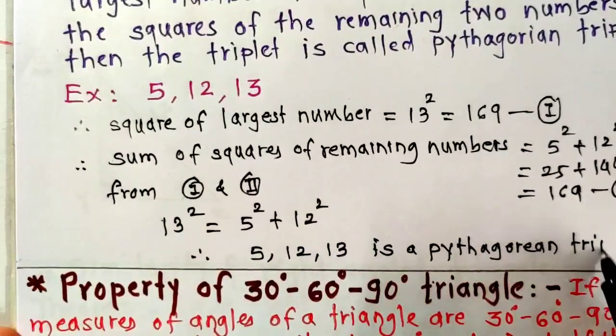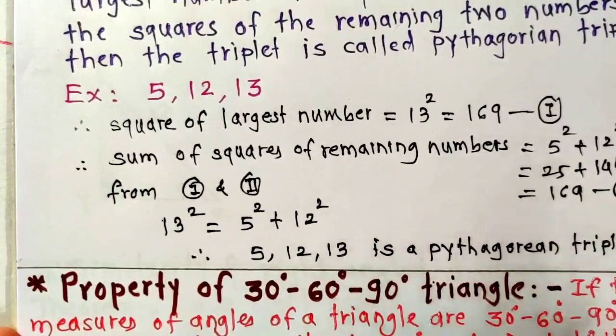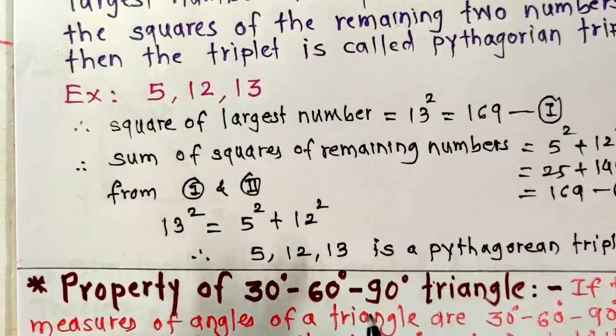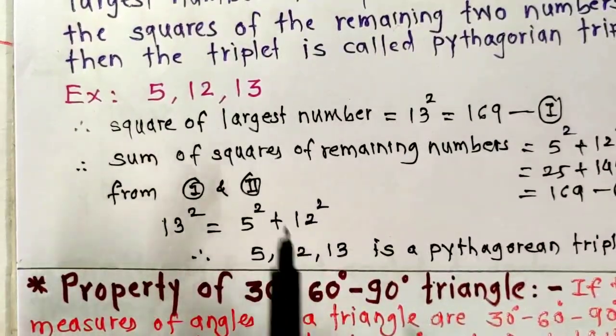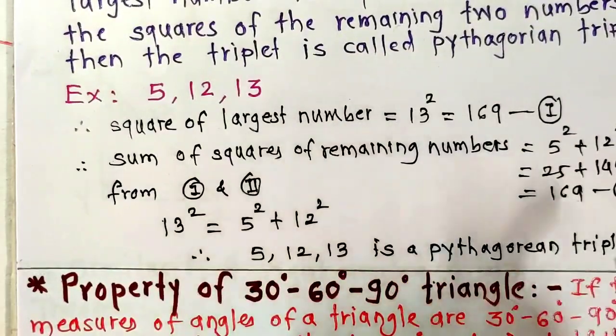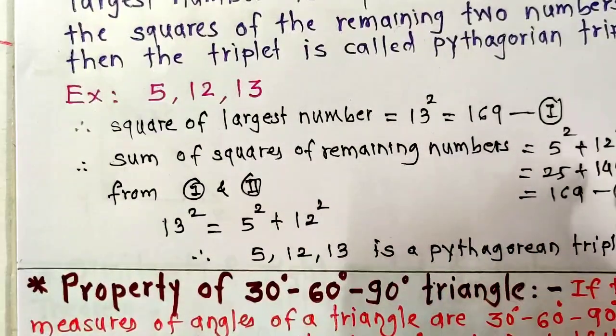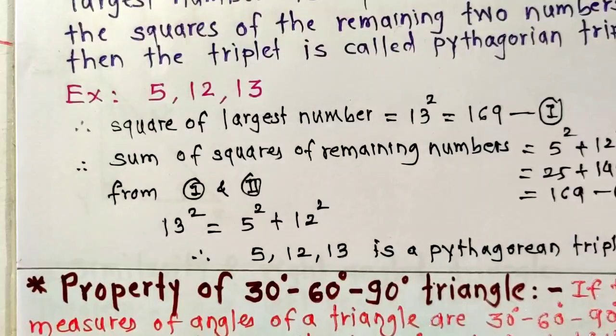So this may be asked for 2 marks or 1 mark: decide whether the group of numbers is a Pythagorean triplet or not. So there is a simple trick. Don't write directly that 13 square is equal to 5 square plus 12 square. We have to check whether both are equal. So first find 13 square and then the sum of the squares of the other 2 numbers. That is the simple property.